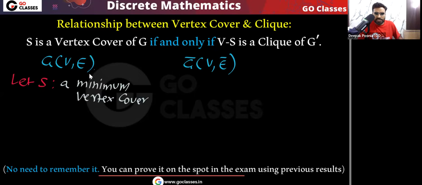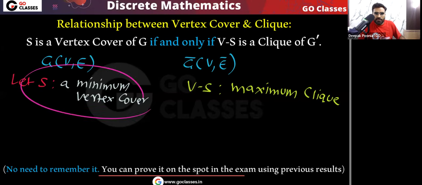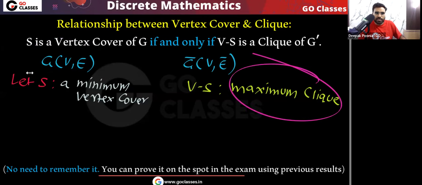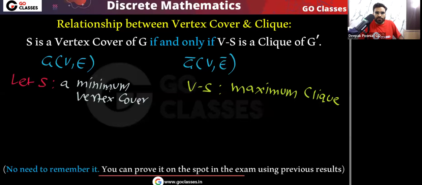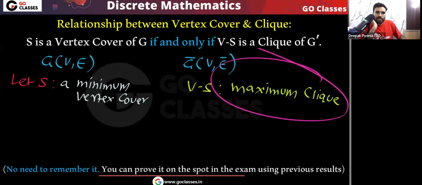If S is a minimum vertex cover in G, then we have already seen that in G complement, V minus S will become what? This will become maximum clique. Okay, so very simple. We have already seen that if S is a vertex cover in G, then in G complement, V minus S will become a clique. Similarly, here I can say that if S is a minimum vertex cover in G, then in G complement, V minus S will become a maximum clique.